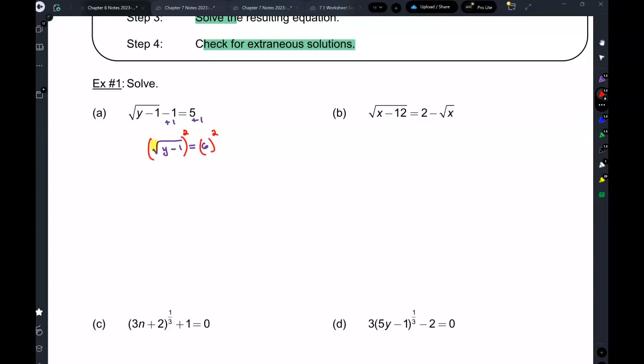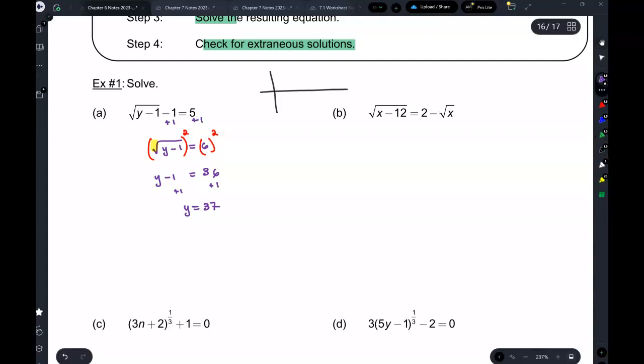If it was a cube root, you would raise it to the power of what? 3. Okay, so now the square and the square root make each other go away. So I have y minus 1 equal to 36. Add 1 to both sides. Y equals 37.